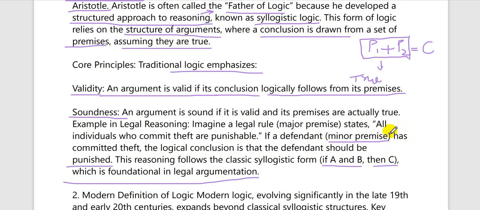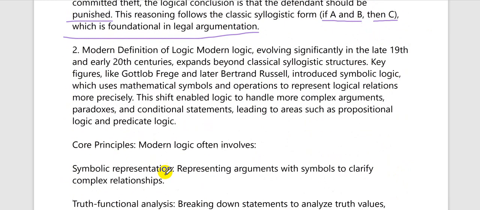Let's recap. All individuals who commit theft are punishable is the major premise, and there is also a minor premise, which is that the defendant has committed theft. The conclusion is that the defendant should be punished. This reasoning follows the classic syllogistic form: if A and B, then C, which is foundational in legal argumentation.